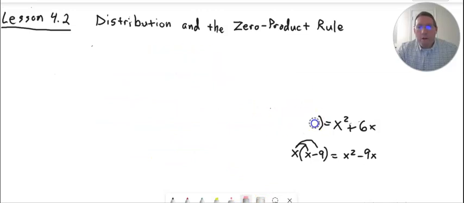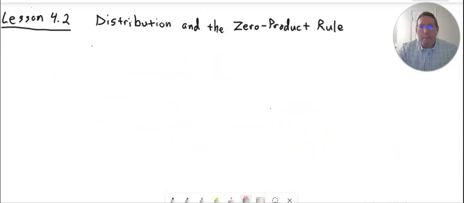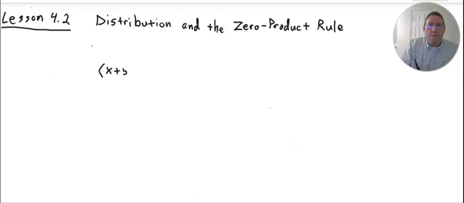Now, one of our examples is going to be... let's see what our first example should be here. How about x plus 5 times x plus 6? So, x plus 5 times x plus 6. Okay, now let me do a numerical example over here just to give you an idea.